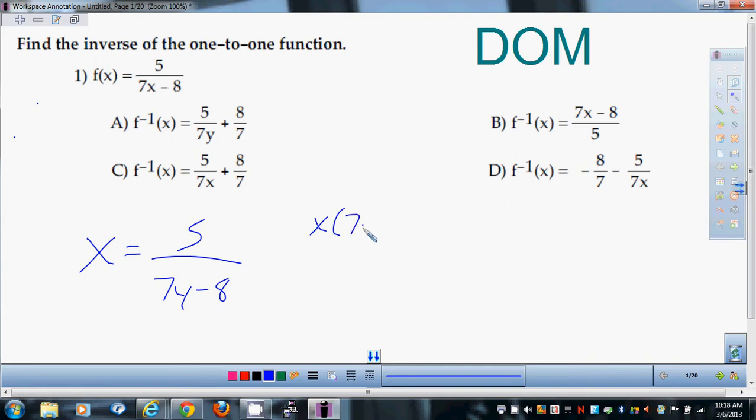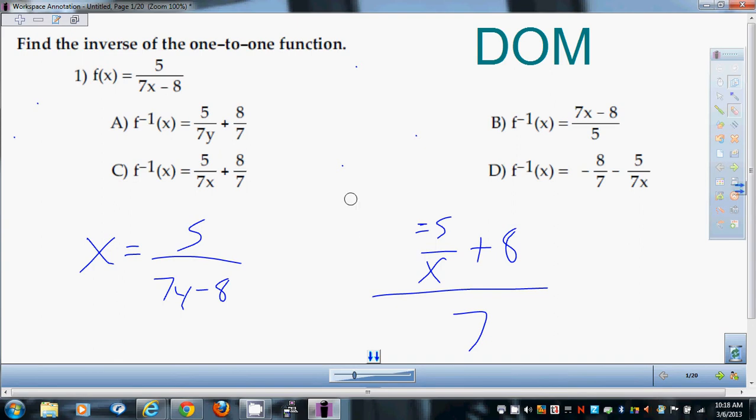Perfect. Then what did you do? Divided by x. Move in. Then what did you do? Added 8. Then divided the whole thing by 7.